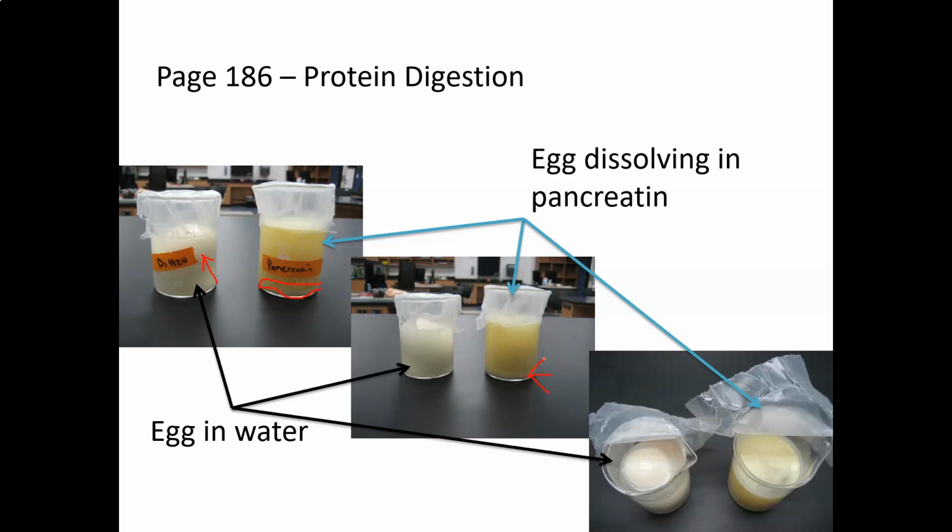So for your observations, in the 5% pancreatin, you see a sediment of digested egg. And yeah, that's evidence for digestion. And then in the water, you see a solid egg. Is there evidence of protein digestion? No, because you still see the whole egg.